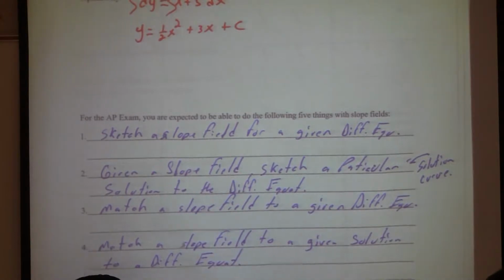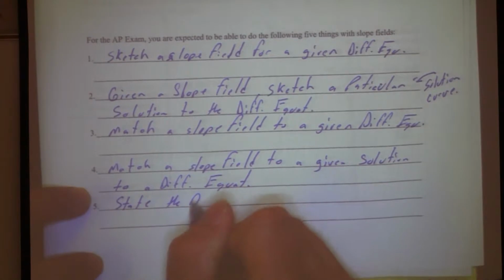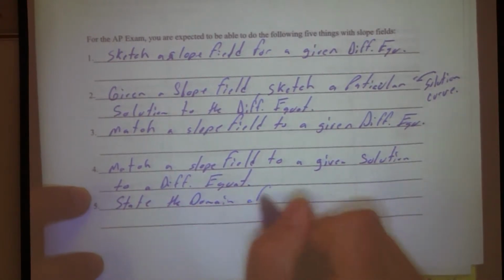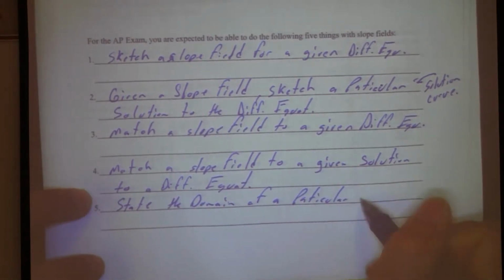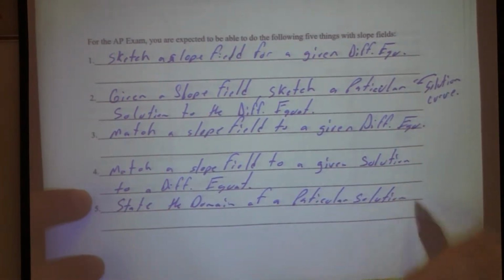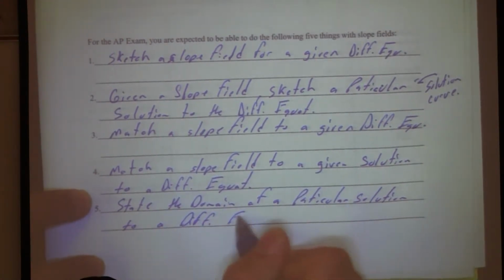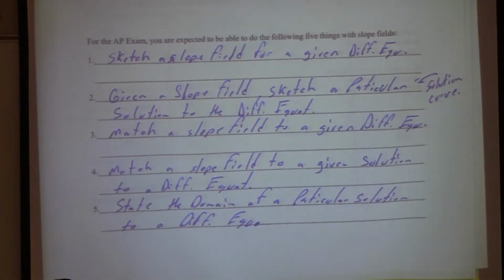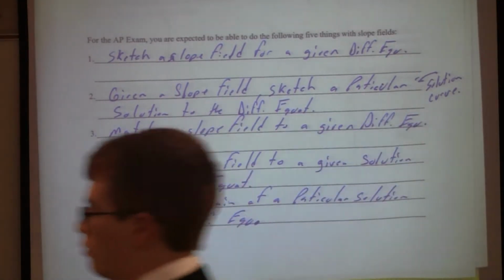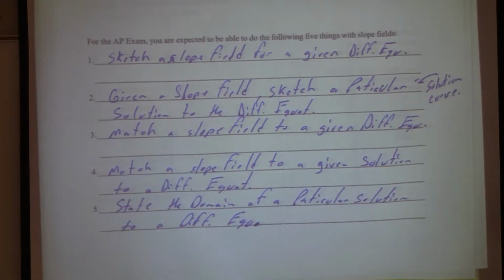And the last thing that they could possibly ask you to do is to state the domain of a particular solution to a differential equation. Pretty good? So we're going to do examples of each one of the five, and that should be it for today, okay?